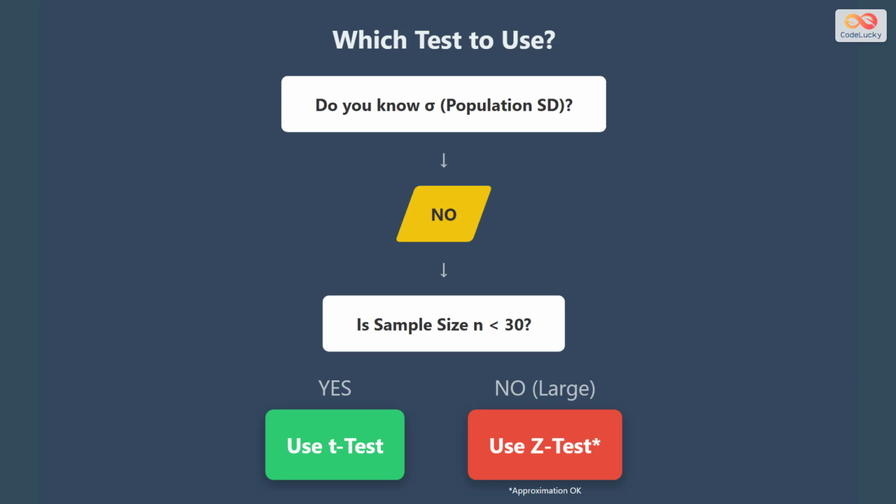So, when should you use a t-test versus a z-test? Follow this simple logic. First, do you know the population's standard deviation? If no, look at your sample size. If it is small, generally less than 30, you must use the t-test. If your sample is large, you can technically use the z-test as an approximation, but modern software defaults to t-tests for accuracy.